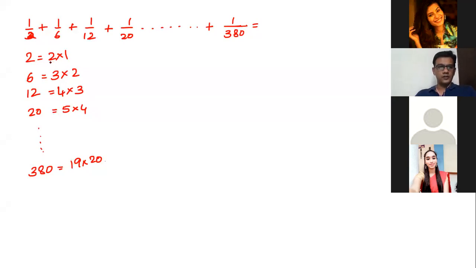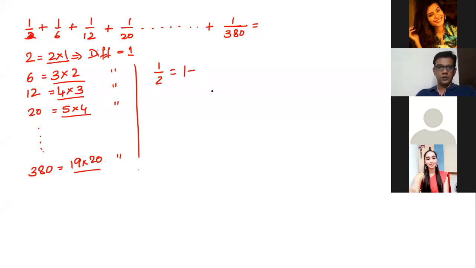Now if I look at these numbers 2 and 1, 3 and 2, 4 and 3, 5 and 4, 19 and 20, do I realize that the difference between these numbers is 1? The difference between 4 and 3, 5 and 4, 3 and 2, 19 and 20, is 1. So my question to you is, can I write 1 by 2 as 1 minus 1 by 2? Yes or no?